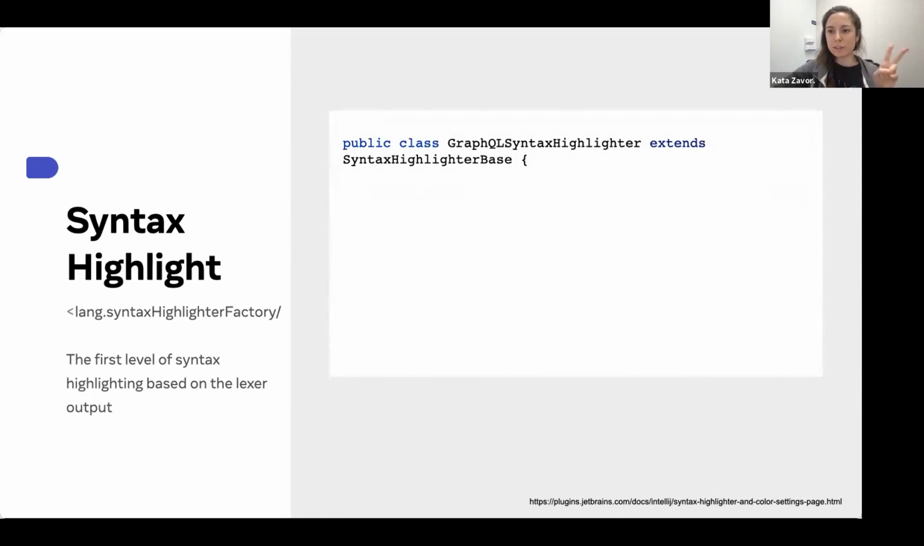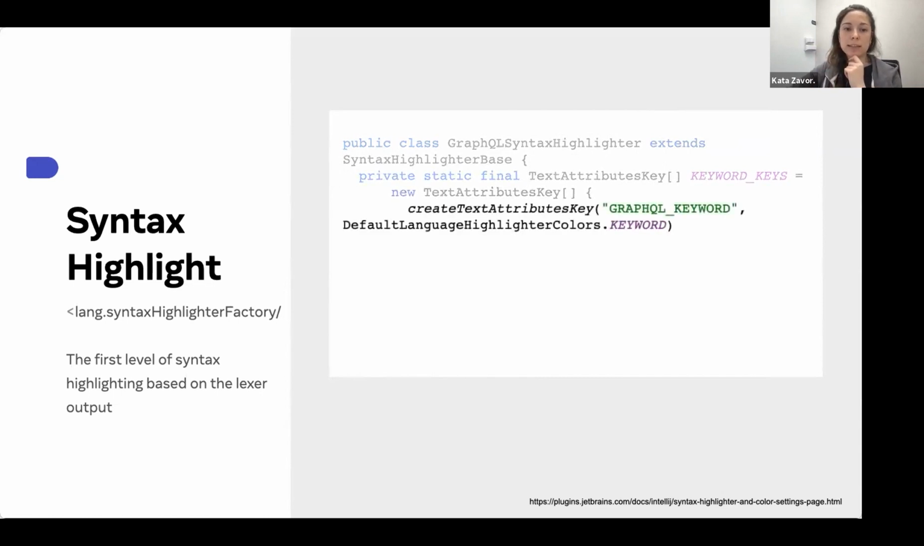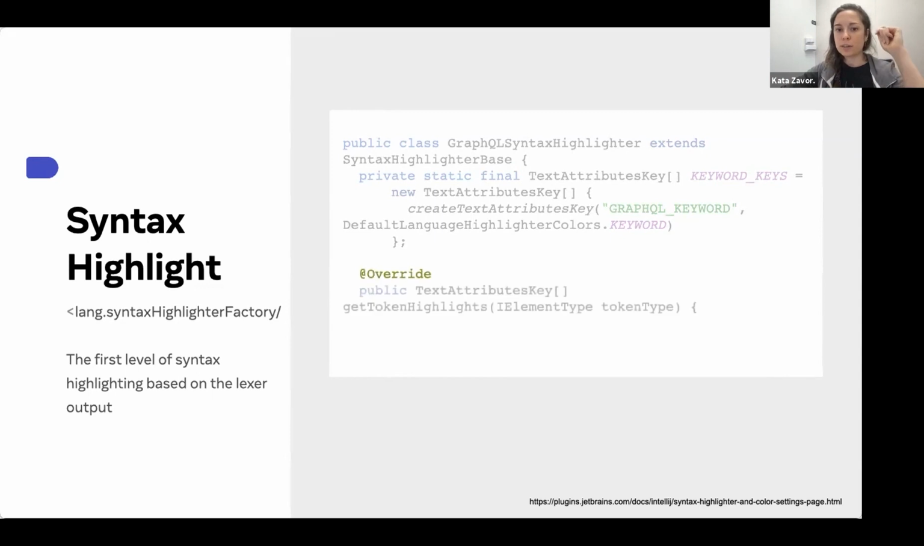There are two levels of syntax highlight. First, the basic one is implemented as a factory extension point in the plugin.xml file, and it takes Lexer tokens as input. TextAttributes is the class here to define text characteristics like color, boldness, cursive. We can create a custom color or, as in this example, reuse an existing one, like the default color for keywords. The main method to implement here is getTokenHighlights. It accepts the Lexer tokens.